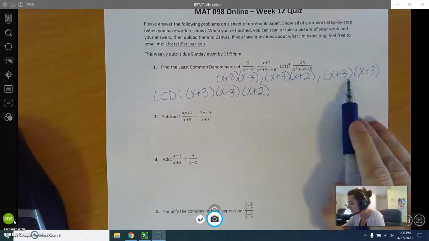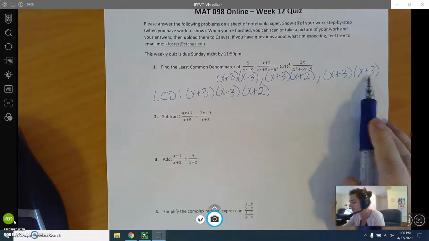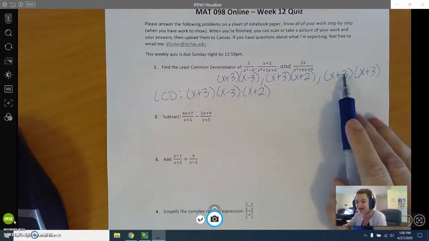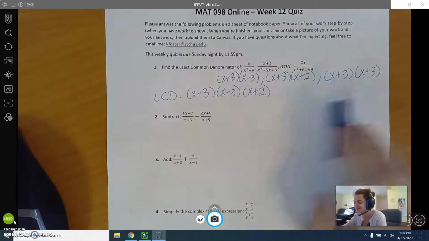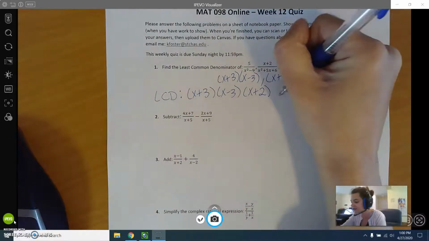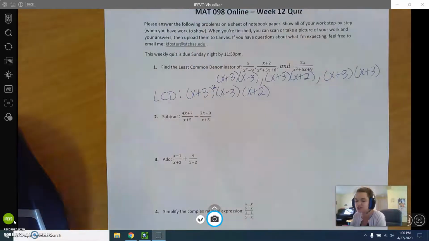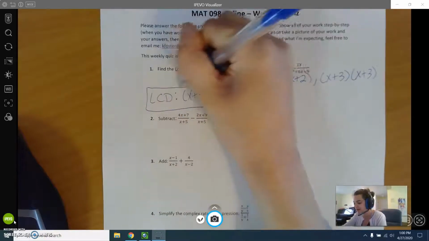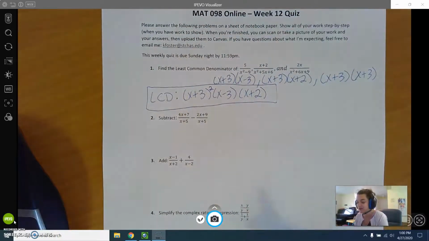The last denominator needs 2 of these x plus 3s, and my list right now only has 1 x plus 3, so it's not quite happy yet. It needs 2 of them, so you just need to add an extra x plus 3. You can either add an extra parenthesis, or if you want to put this as squared, that works as well. Once you multiply them together, which we listed out as multiplied together, that's your least common denominator, and that's it.